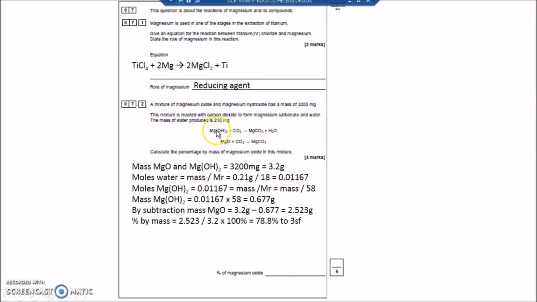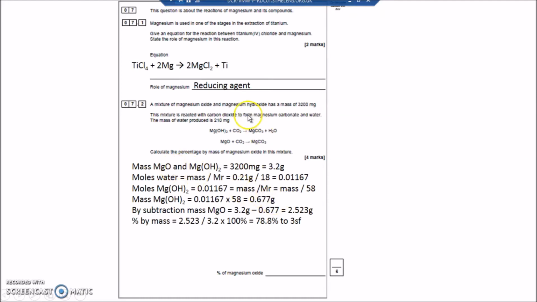So if I've got 0.01167 moles of water here, I've got equal numbers, 1, 1, 1 and 1. When you balance it, I've got an equal number of moles of Mg(OH)2 reacting to make this amount of water. So if I've made 0.01167 moles of water, I've used the same number of moles of Mg(OH)2. So number of moles 0.01167 is mass divided by Mr. I've worked out the Mr of Mg(OH)2. It's a magnesium which is 24, 2 16s for the 2 oxygens and 2 1s for the hydrogens. It's 58. Multiply both sides by 58. I've now worked out the mass of Mg(OH)2 is 0.677 grams.